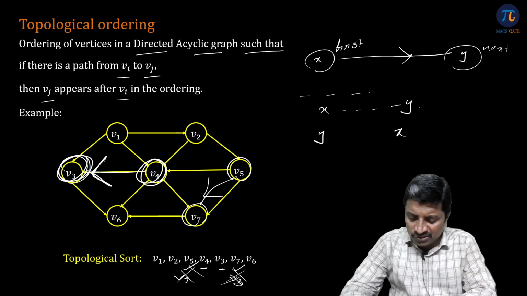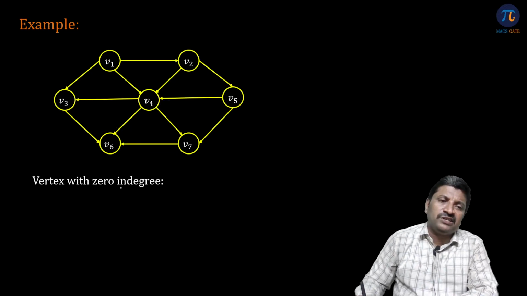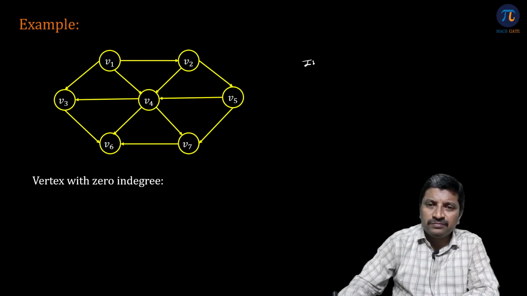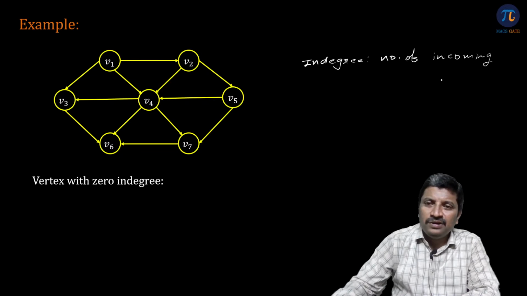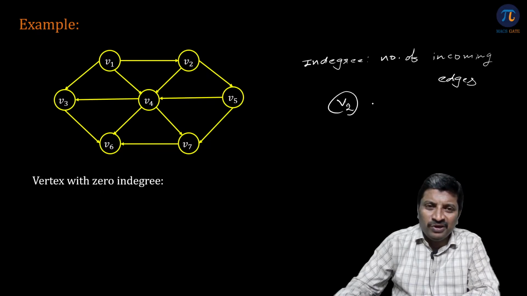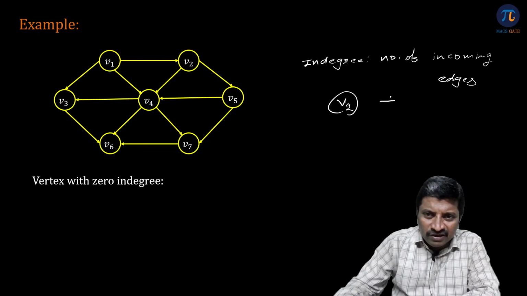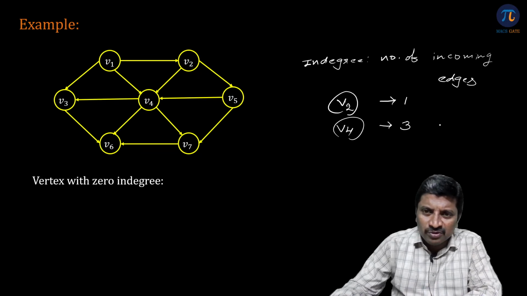So we need some procedure to find the topological ordering. Let me have that example. First we consider a vertex with 0 in degree. What is in degree, sir? Number of incoming edges, in simple English, the number of incoming lines. For example, suppose I consider V2. How many edges are coming? Only 1, so in degree is 1. What about V4? I think 3 coming. Am I right, sir? Yeah. What about V1, sir?